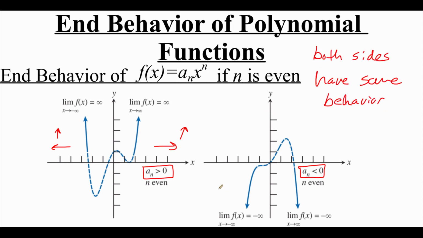And it depends on if that leading coefficient is positive or negative. If your leading coefficient is positive, then both sides will go up. So we're going to go up as we move to the left and also up as we move to the right. But if your leading coefficient is negative, then we're going to go down on the left and down on the right.